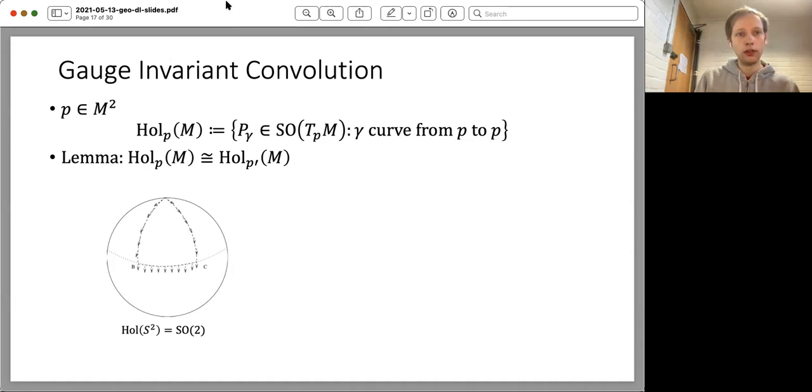And so some examples, and one of the examples we're going to need later are the following. The first example is the two-sphere, and we already know the holonomy must be contained in SO(2). And actually the claim is that for the two-sphere, the holonomy is equal to SO(2). And you can see that kind of from the picture.